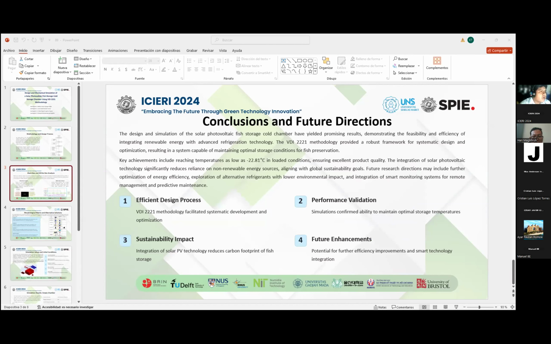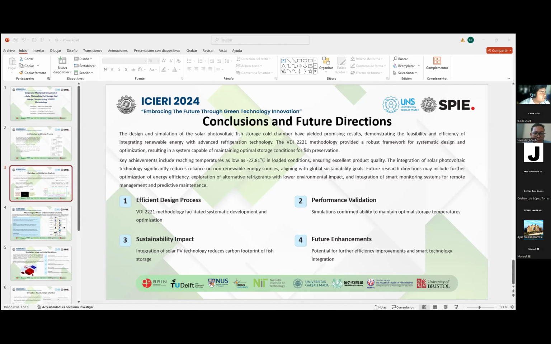And conclusions and future directions. The design and simulation of the solar photovoltaic fish storage cool chamber have yielded promising results, demonstrating the feasibility and efficiency of integrated renewable energy with advanced refrigeration technology. The methodology provided a robust framework for systematic design and optimization, resulting in a system capable of maintaining optimal storage conditions for fish preservation.